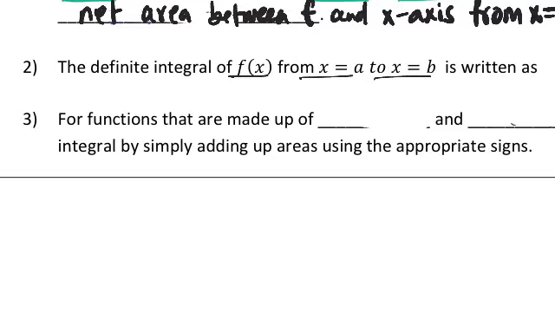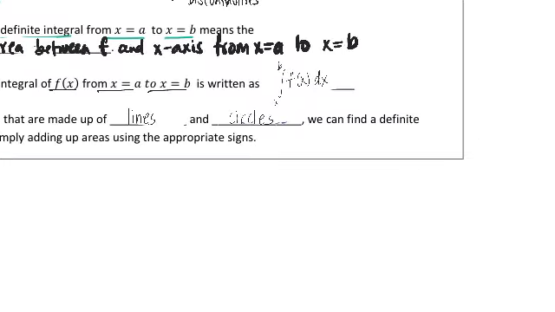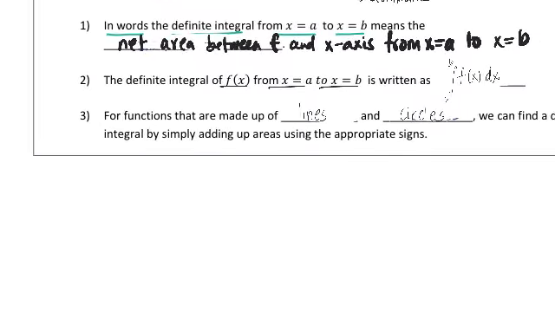For functions that are made up of lines and circles, like the one we just did in the last example, we can find a definite integral by simply adding up areas using the appropriate signs. And I would say, the big takeaway from this lesson is that when you see this, you know that you're dealing with an exact area.